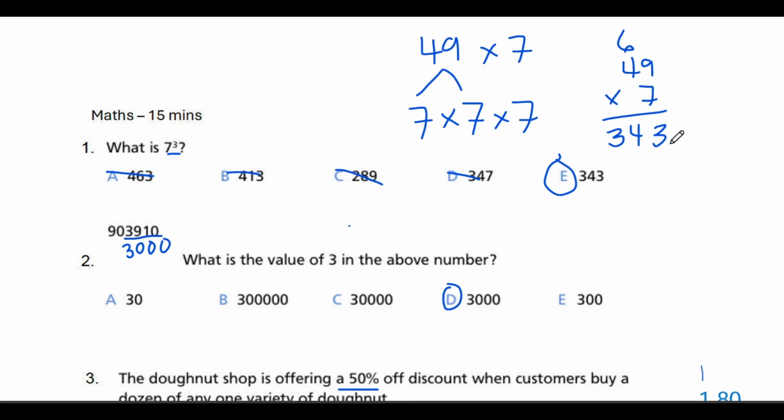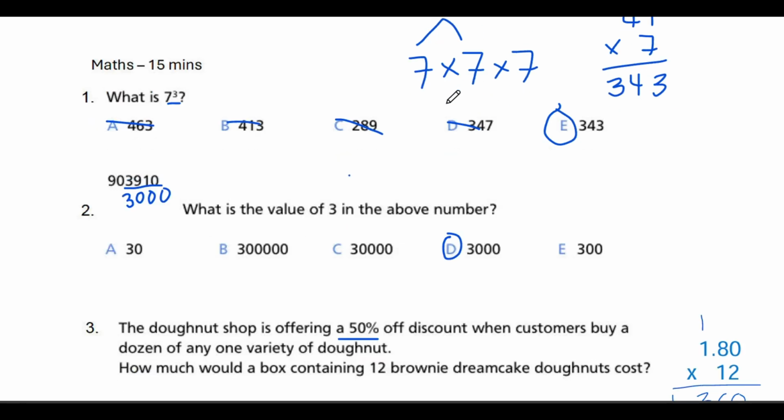Another way to think about it is to round 49 up to 50. So 50 times 7 equals 350. But since we added 1 to 49 to make it 50, we need to subtract that 1 times 7, which is 7, from 350. That gives us 350 minus 7 equals 343.